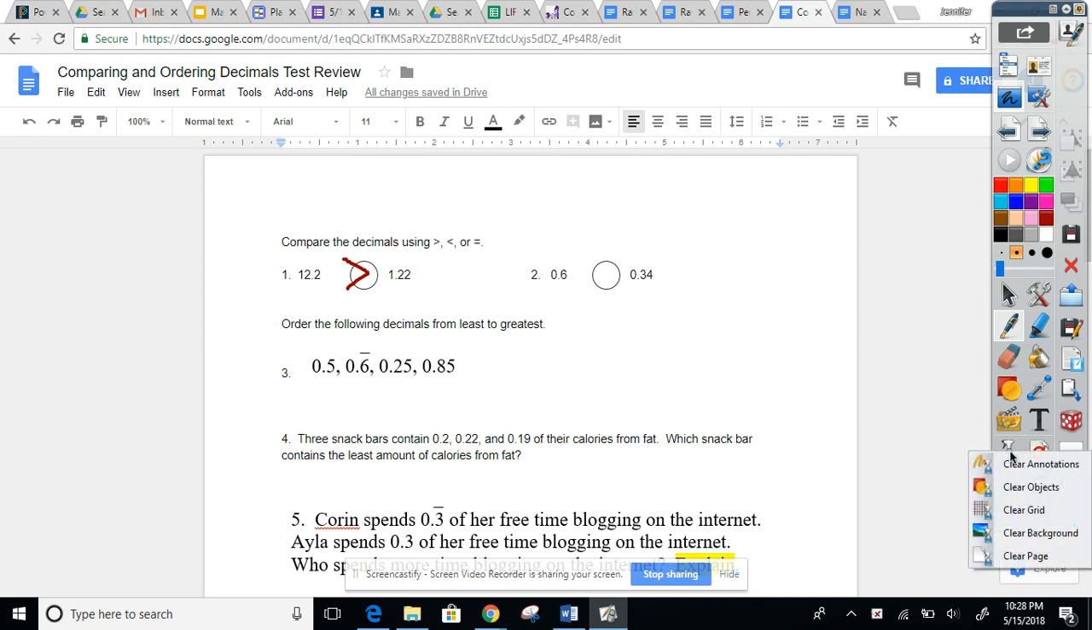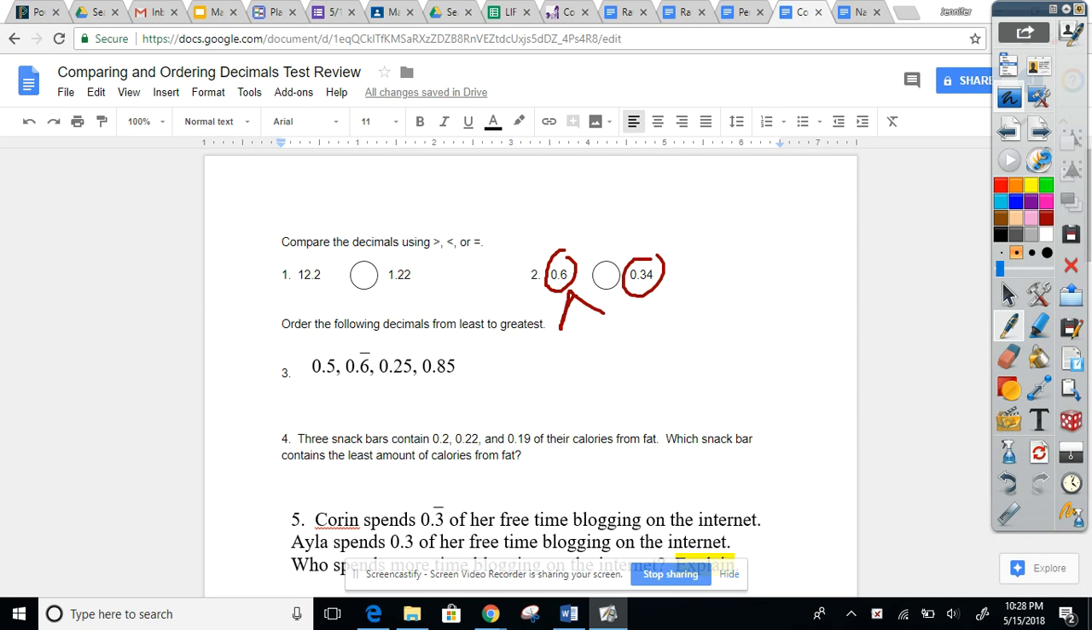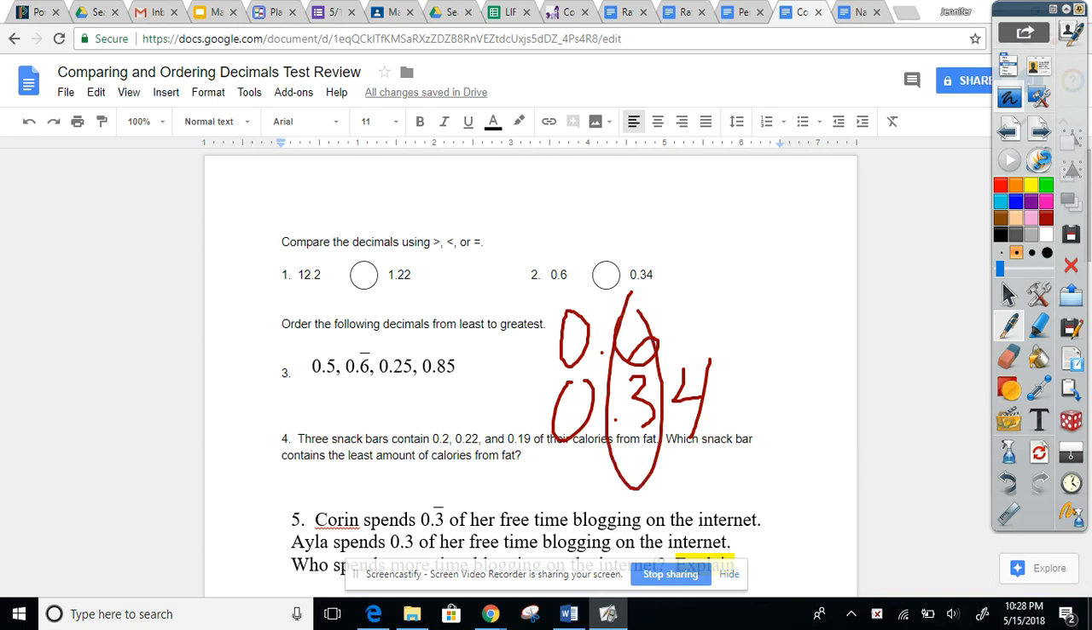If we look at number 2, same thing. We do not look at the digits. If we look at the digits, this one has one number behind the decimal, and this one has two numbers behind the decimal. If it has two numbers behind the decimal, does that necessarily mean that it's larger? Absolutely not. We have to look at our place values. If we were to line these up, which is bigger, the 6 or the 3? That would be the 6. So 6/10 is greater than 34/100.